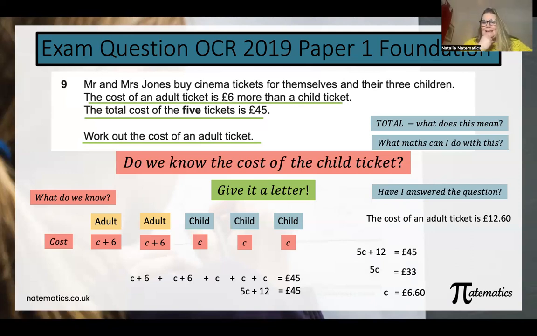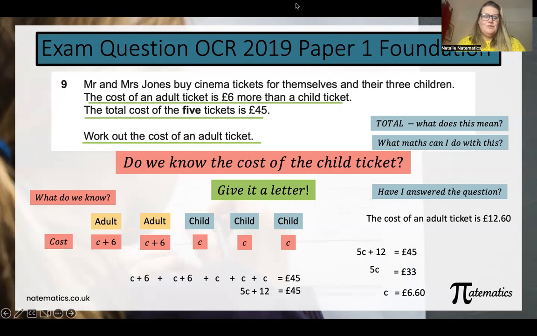So the cost of an adult ticket is £12.60. Does that make sense? £12.60. Is that the right answer? What can I do to check? Well, if I've done it right, I can do 2 of those, which is £25.20. And then I need 3 of these, so £19.80. Add those 2 together, I get £45. So again, we can add them and find out, do we actually get the right answer?